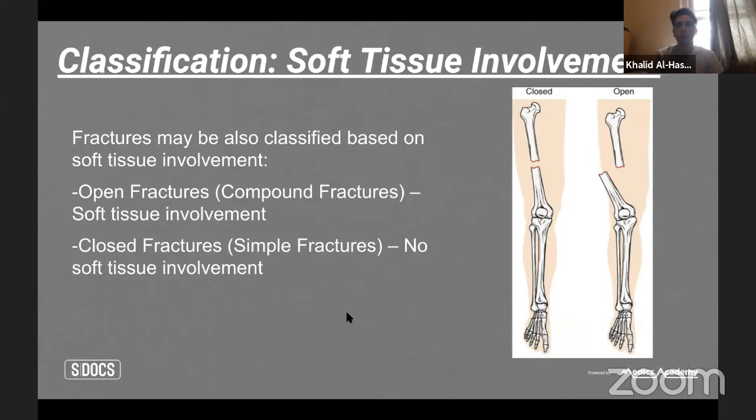Now, soft tissue involvement. This would probably be one of the more important classifications to know. Fractures may also be classified based on soft tissue involvement. We have closed fractures and open fractures. Closed fractures are generally known as simple fractures, in which there is no soft tissue involvement at all. The bone generally isn't massively displaced and therefore does not interrupt any of the soft tissue nearby.